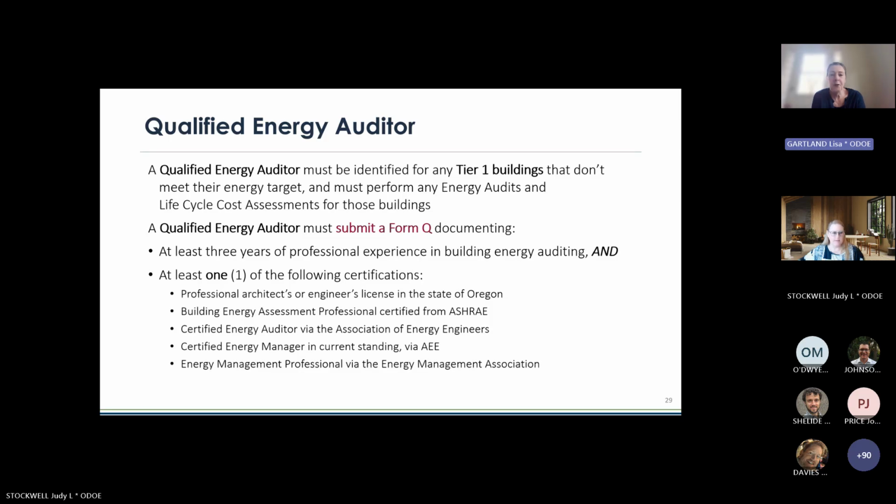They also have to submit a Form Q, and we want that before they start doing any audit work. They need to have at least 3 years of professional experience with building energy auditing and at least one of these certifications. So once again, they can be a professional engineer, professional architect. They can be a building energy assessment professional from ASHRAE. They can be a certified energy auditor from the Association of Energy Engineers. They can also be a certified energy manager, also from the Association of Energy Engineers, or an energy management professional from the Energy Management Association.